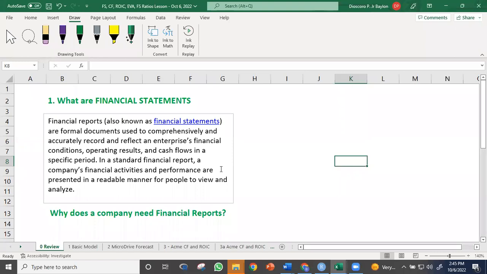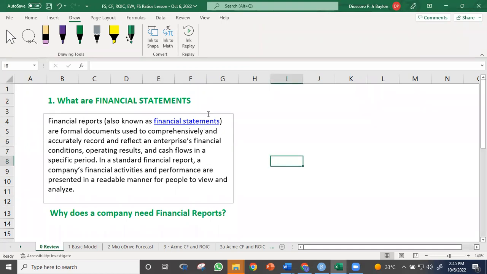When we say formally prepared, it means they are prepared following certain guidelines or rules. So they're not prepared just at the whim of the one making the financial statements. There are certain rules, guidelines, and practices that need to be followed in preparing financial statements, that way financial statements are quite standardized.